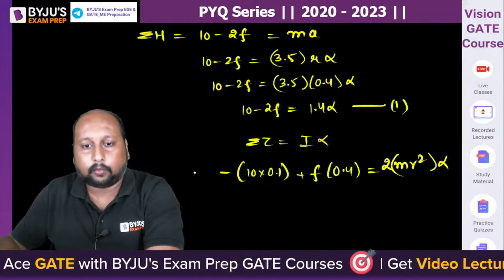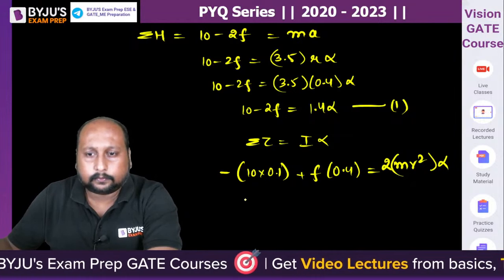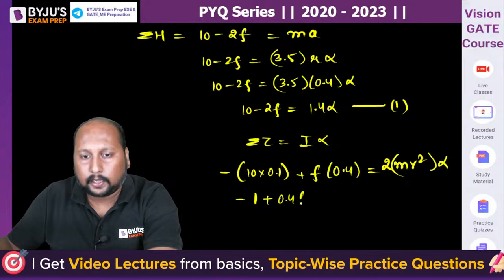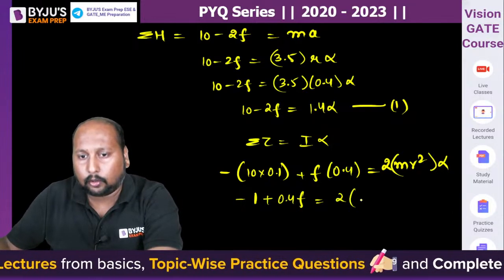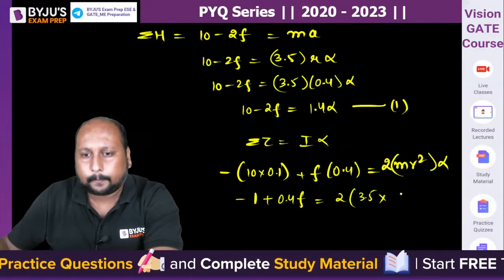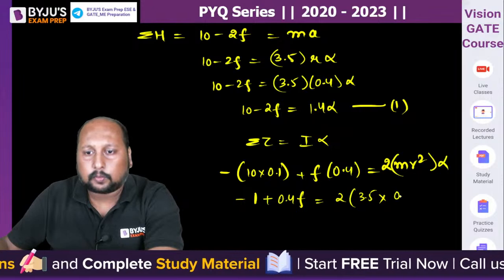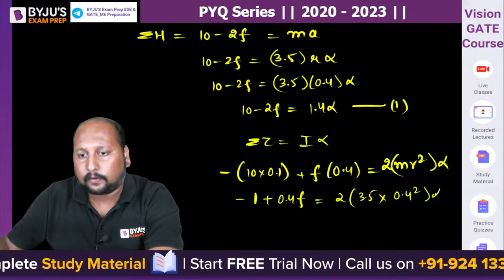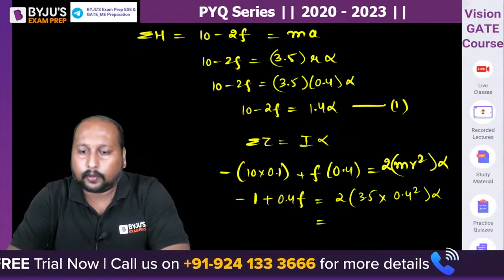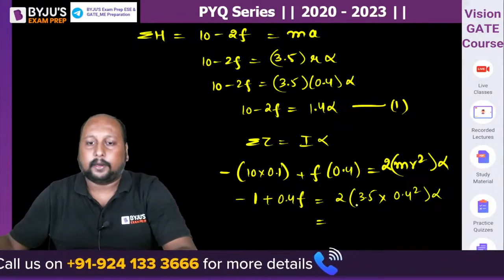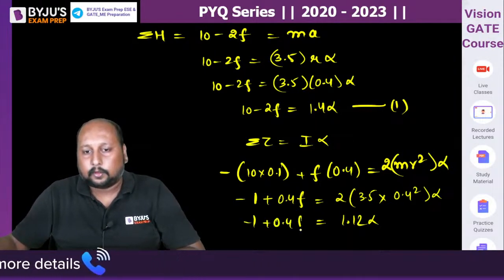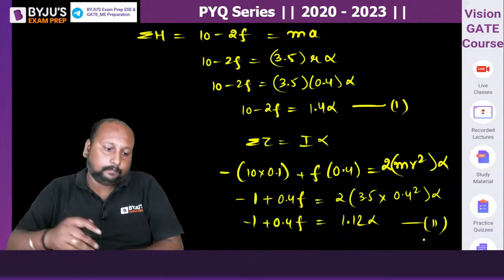Chaliye, let's try to calculate. So this is minus 1 plus 0.4 F is equal to 2 into mass, 3.5, into R value 0.4 square into alpha. Can you tell me this value? Anyone? 3.5 into 0.4 square into 2. This is 1.12. So 1.12 alpha is equal to minus 1 plus 0.4 F. So there are two equations we are getting.